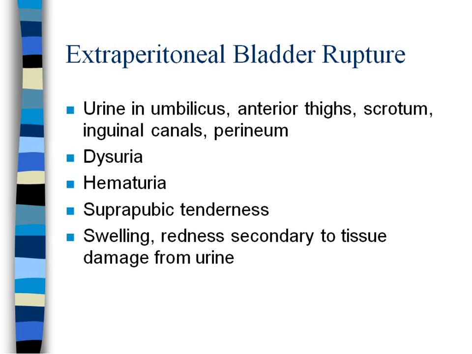Urine in the umbilicus, anterior thigh, scrotum, inguinal canals, and peritoneum. So this is basically a ruptured bladder. Dysuria, difficulty or painful urination. Hematuria, again. Okay. Suprapubic tenderness. So when you go palpating on the abdomen, if they're really tender there, we should probably be suspecting that they got an injury. Okay. Swelling, redness, secondary tissue damage from the urine. Remember, acidic, waste-like stuff. It's going to cause some nasty problems.